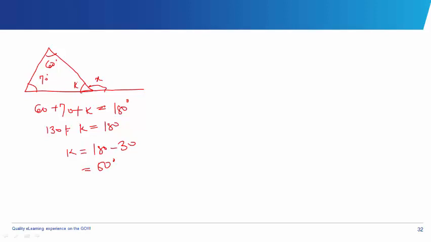So if K is 50 degrees, the sum of angles on the triangle is 180. It ultimately means that X will now be 180 minus 50, which equals 130 degrees. So here is 130 degrees and this side 50 degrees.